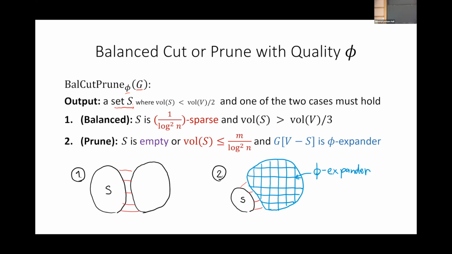But the most important thing about this case is that this small set here must be such that the complement of it is an expander already. So if you don't find a sparse cut, if you don't find a balanced cut, you say that the bigger side is done. You don't need to look at it again. So now you're good. So either a sparse balanced cut or a small cut, but the complement is done.